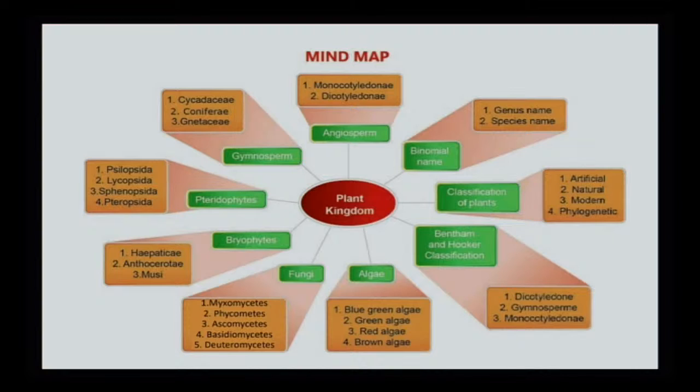Next, bryophytes, which we are studying today. In bryophytes, there are 3 types of varieties: Hepaticae, Anthocerotae and Musci. Next, in pteridophytes there are 4 subdivisions, or classes: Psilopsida, Lycopsida, Sphenopsida and Pteropsida. In the next class we are going to learn about gymnosperms and angiosperms, so let me explain that in that class.